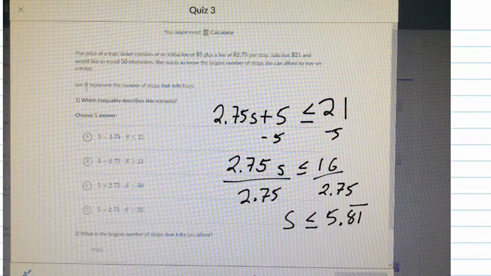So what would the answer be here? How many stops? S has to be less than or equal to 5.81. So what's the whole number there? Fellas, what do you think? Jackson, what do you think?